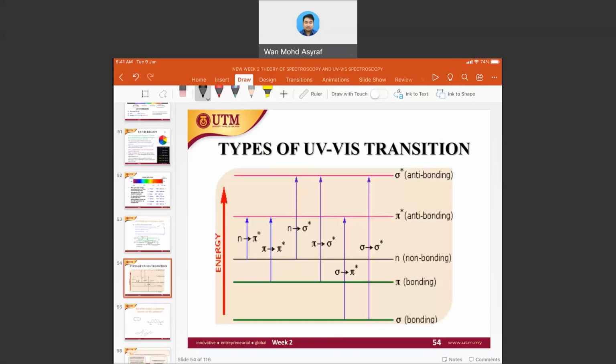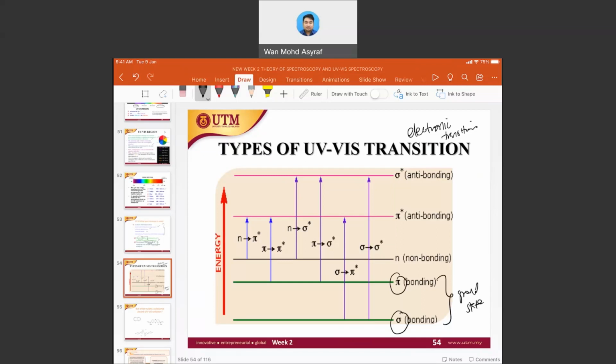Okay, you still remember that I have talked about transitions in spectroscopy: we have electronic transition, vibrational transition, and rotational transition. For UV-Vis, this is a type of electronic transition. So what kind of transitions are possible inside UV visible spectroscopy? All of the transitions are here: from sigma to sigma star, and so on. Whenever there is no star, so pi or sigma with no star, all of these are at ground state.